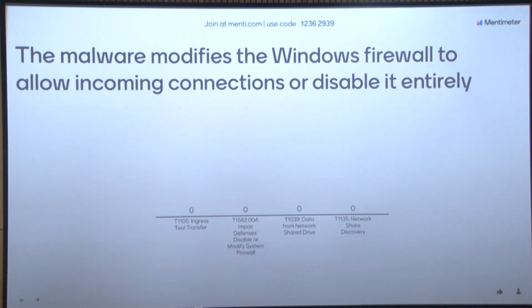So, the next question is: the malware modifies the Windows firewall to allow incoming connections or disable it entirely. We have four options, you have to choose one. For today's quiz, I am going with easy sentences. Tomorrow we will come with some more confusing ones, and there will be some sentences which map to more than one TTP. Such scenarios we will see tomorrow.